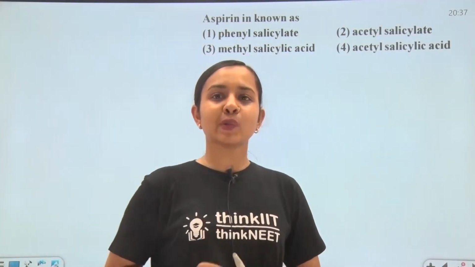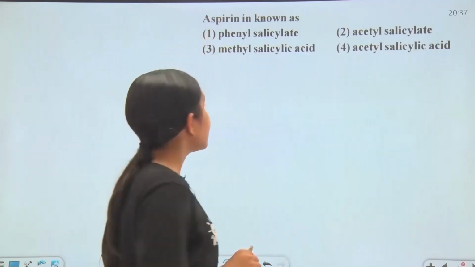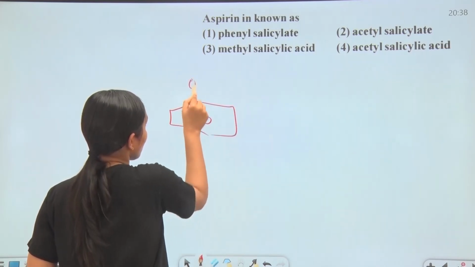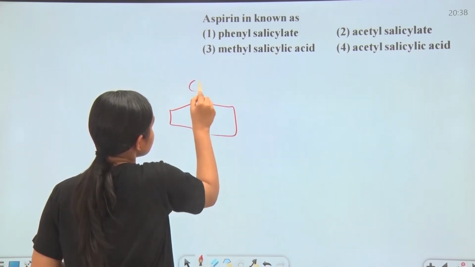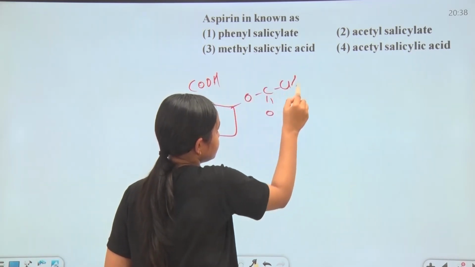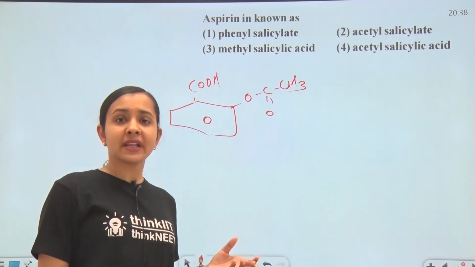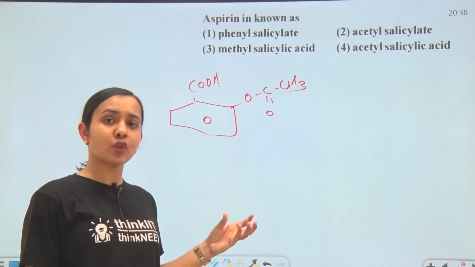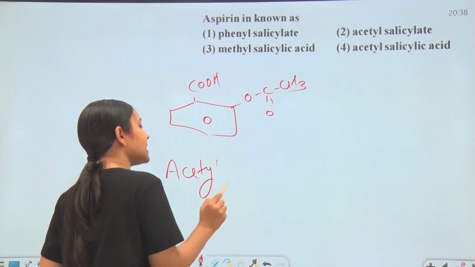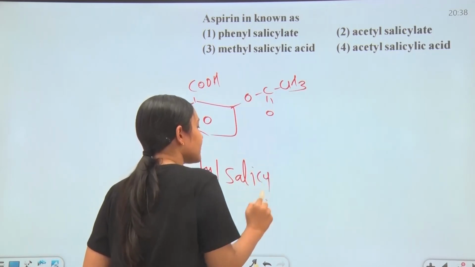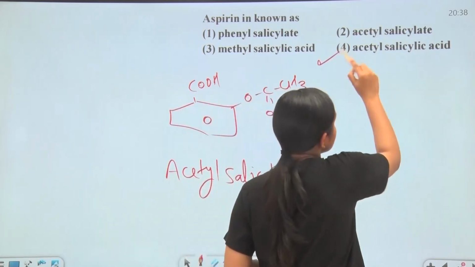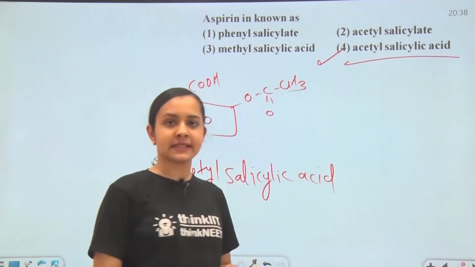Hello dear students, our next question is, aspirin is known as. Students, if we talk about aspirin, this is the structure of aspirin. Here OH, this is the structure of aspirin, C=O CH3. We know that aspirin is used as an antipyretic or analgesic drug, and this aspirin is also known as acetyl salicylic acid. This is a common name of aspirin. So option 4 is the correct answer, acetyl salicylic acid. Thank you.